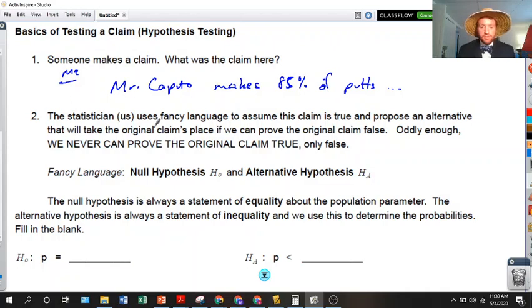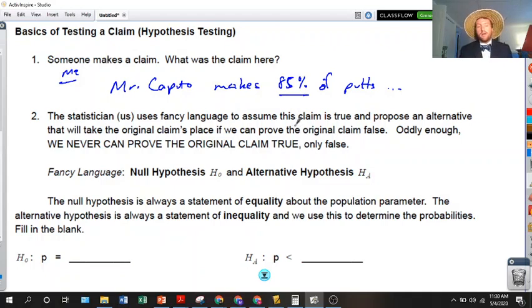The statistician uses fancy language to assume this claim is true and propose an alternative that will take the original claim's place if we prove the original claim false. That was a lot, okay? If we show that this is false, we have to have something in its place. Oddly enough, we can never prove the original claim true, because just because I collect one sample that comes close to it doesn't mean it's true. That just means I can't prove it false.